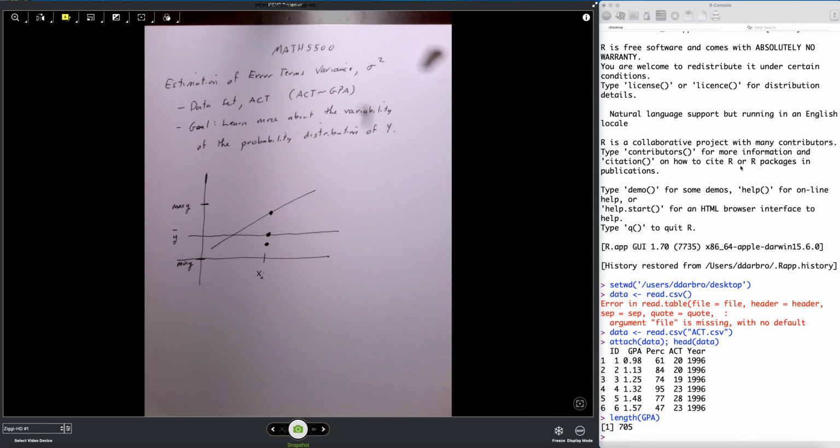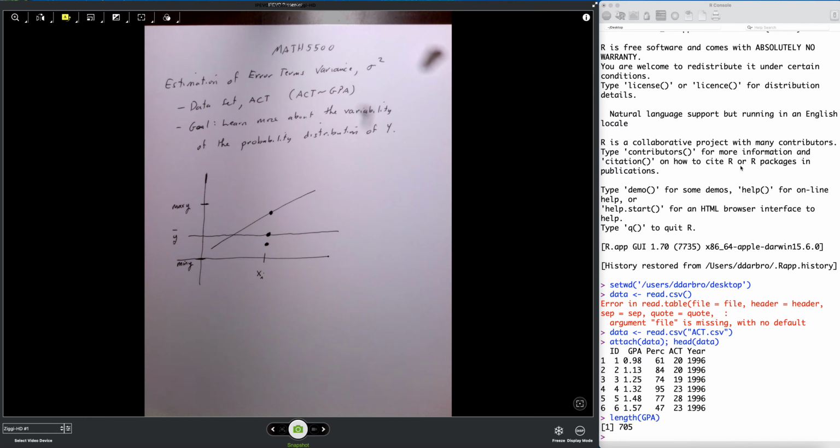Math 5500. Going to switch gears, new stuff here. The last video was just pumping the brakes and revisiting a couple of things. I want to switch gears here to take a look at the estimation of error term variance, sigma squared.